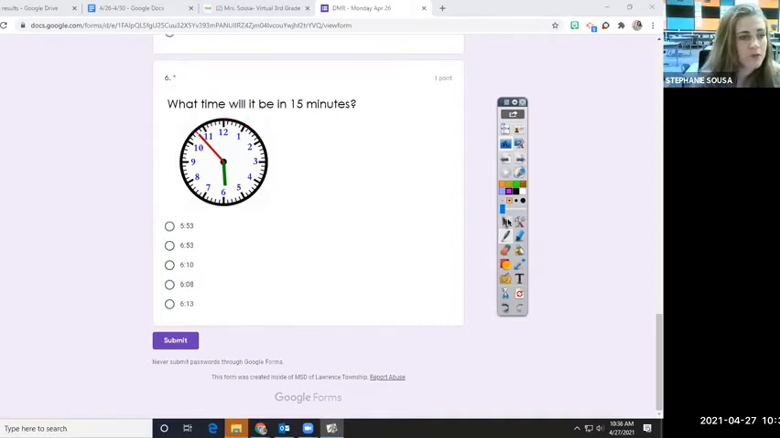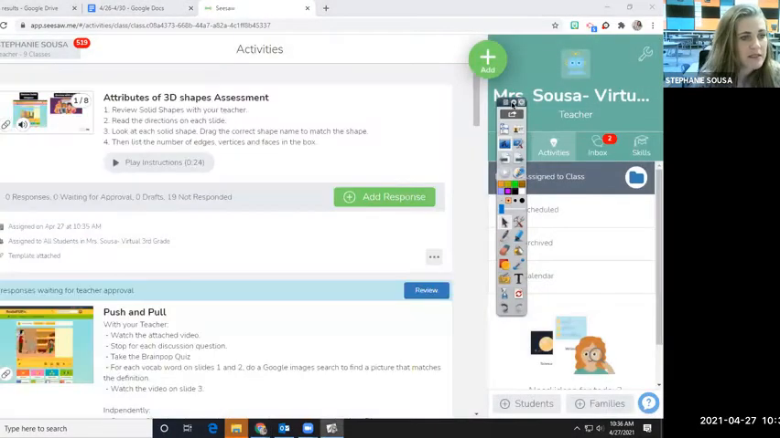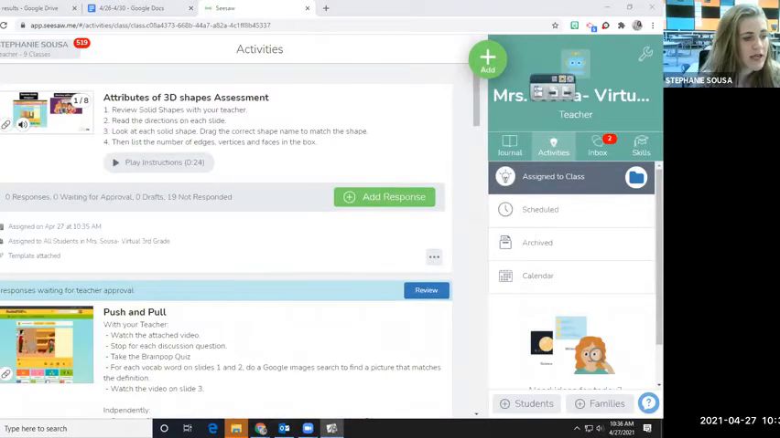Okay, super quick one. I love it. All right, friends, I'm going to ask you to hop to Seesaw now, please. Today is a quiz day. You are going to be taking a quiz on attributes of 3D shapes. We've been talking about them for a while. I've looked at your work. You guys have got down faces, edges, and vertices. So it is time for us to quiz.